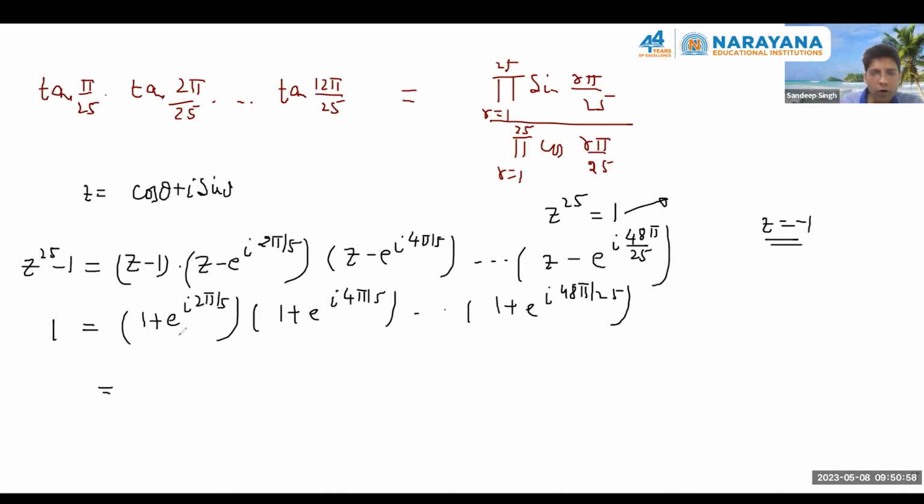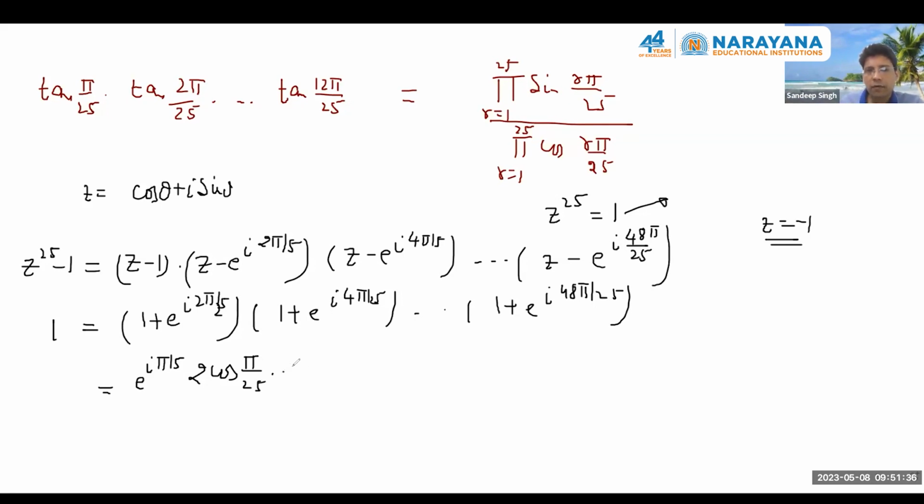Now how can we express 1 plus e power iota 2 pi by 25? Can I take e power iota pi by 25 common in this? If I take this term common from the first factor, this will be e power iota pi by 25 plus its conjugate, e power iota minus pi by 25. That will be 2 times cos pi by 25. Sorry, I was writing 5 here, it is 25, not 5. Is it clear? This is the first term. Basically, you should remember this.